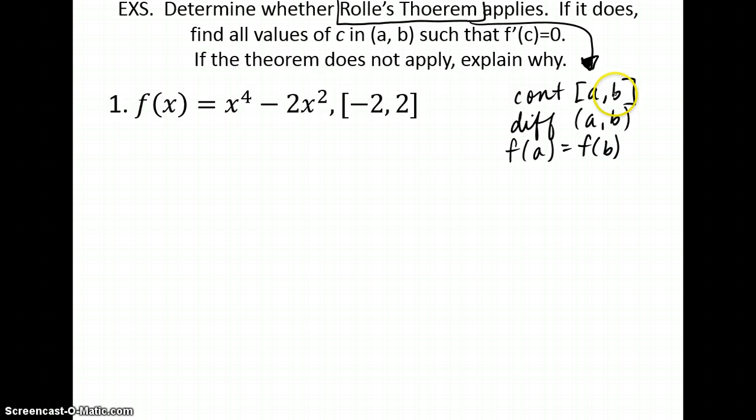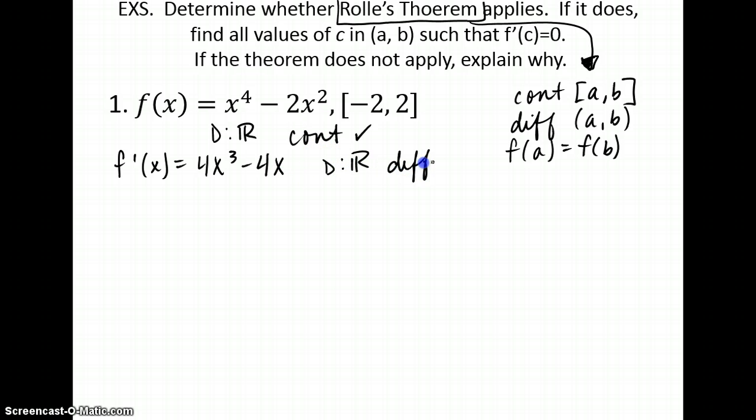So where would a discontinuity occur? At a domain restriction. So yet again, we come back to the domain. The domain of this function is all real numbers, so it's continuous everywhere. To see if the function's differentiable, find the derivative: 4x cubed minus 4x. The domain of the derivative is all real numbers, so it's differentiable between -2 and 2.